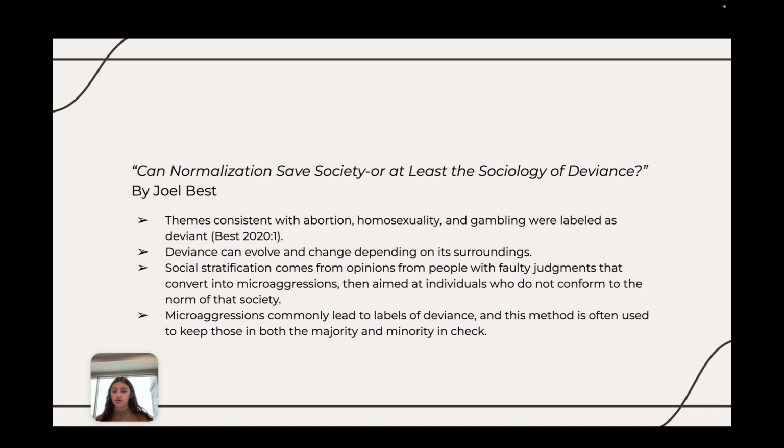Microaggressions commonly lead to labels of deviance, and this method is often used to keep those people in both majority and minority in check, because the people in the majority don't want to be like the people in the minority, so they act right, and people in the minority are discriminated against and oppressed into being the minority.